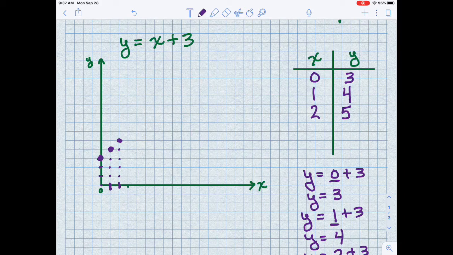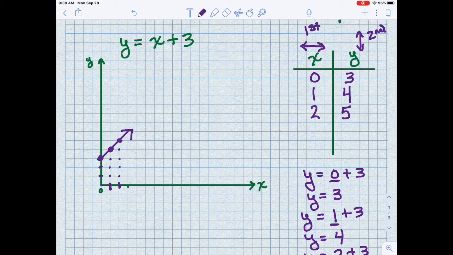So remember that x, you go to the left or the right and you do this first. And then y goes up and down and you do this second. Always. And then I am ready to draw the line. Lines continue on straight, so I'm going to do this and put an arrow. And that is what the line y equals x plus 3 looks like.